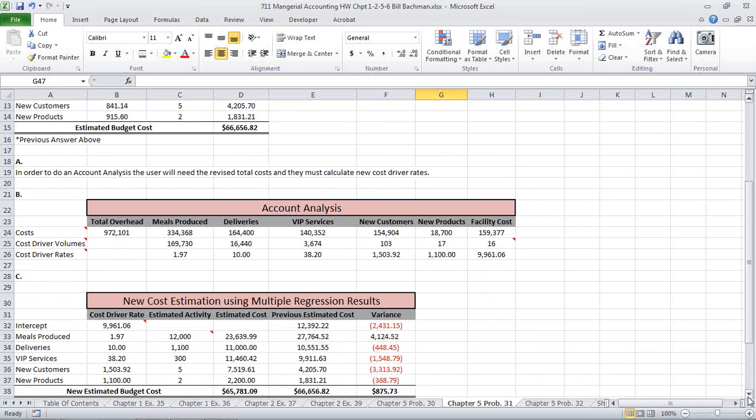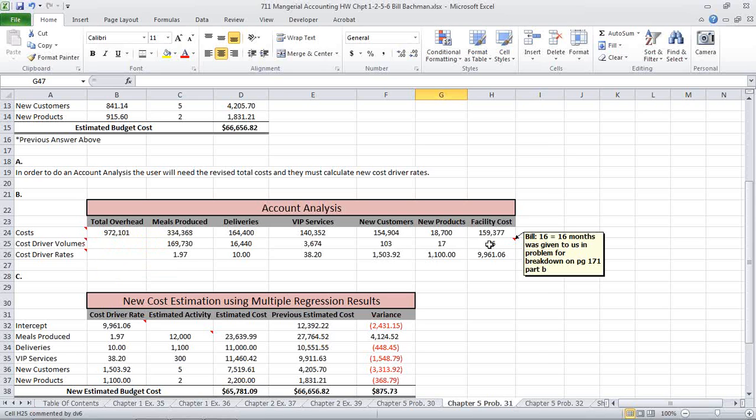All right, the first question asks us what we're going to need to do to complete this account analysis, and basically you're going to need to calculate new cost driver rates. First off, we have our costs, and this row is given to us from the totals on the page of 171. The cost driver volume is actually given to us from the text on the table in page 170. And they all correspond to the correct headers.